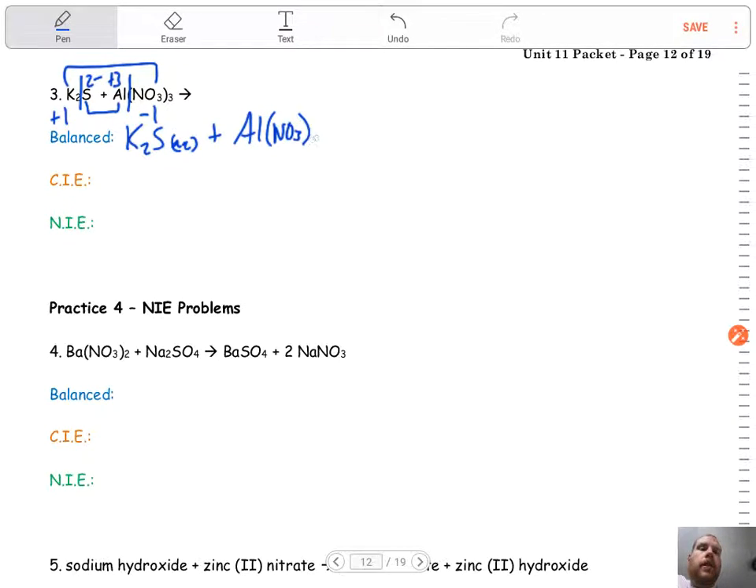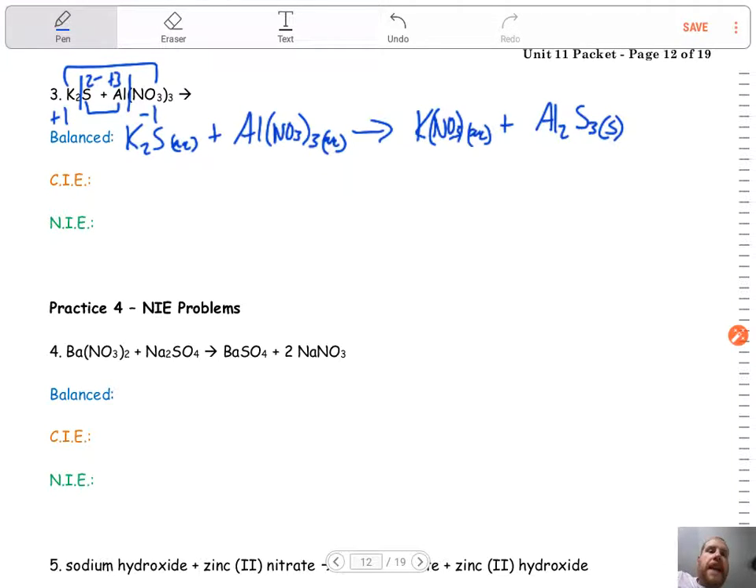I know that not all nitrates are aqueous, so I don't need to worry about flipping back to my table. Then it doesn't matter, again, which order you put the products in, guys. They're both products, so you just need to have them both there. So let's say I'm going to put potassium nitrate here, plus aluminum sulfide. And when I look at that one, guys, that is going to be my solid.